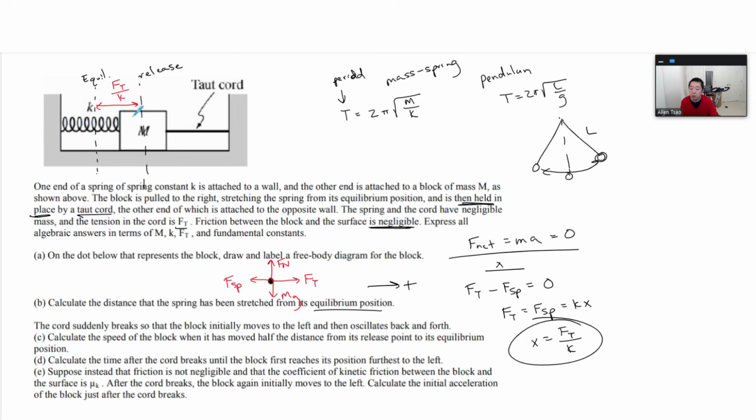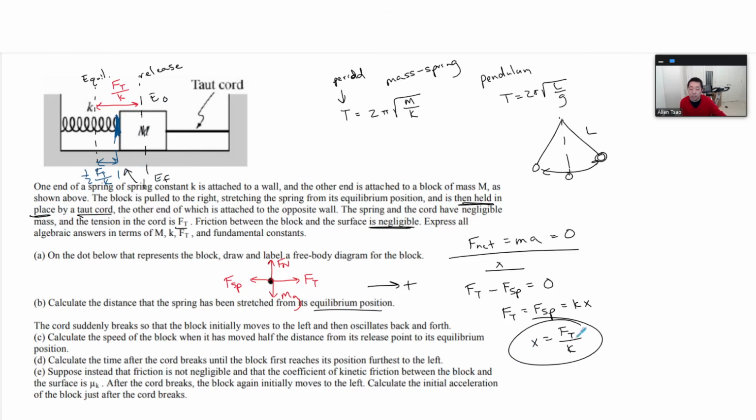So calculate the speed of the block. They want the speed of the block not at the equilibrium position, but right at this position here. This distance is 1/2 Ft over K. They would like to know how fast the block is moving when it has moved halfway between the release point and the equilibrium position. The key thing you always want to do with harmonic motion like this is conservation of energy. We're going to say the energy here equals the energy at this point right here.